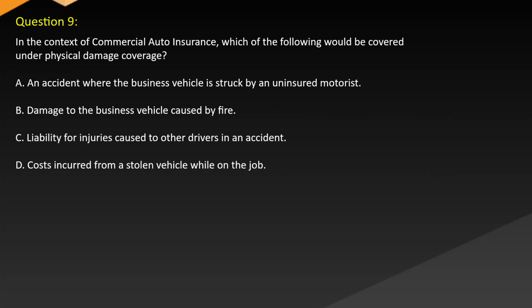In the context of commercial auto insurance, which of the following would be covered under physical damage coverage? A. An accident where the business vehicle is struck by an uninsured motorist. B. Damage to the business vehicle caused by fire. C. Liability for injuries caused to other drivers in an accident. D. Costs incurred from a stolen vehicle while on the job.